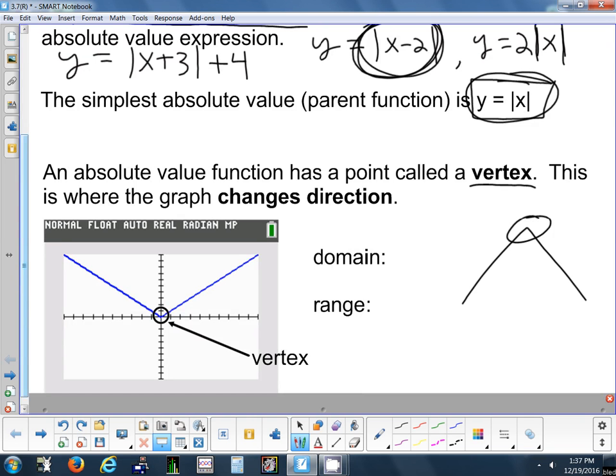I don't think we're going to get into too many that are flipped upside down. We are going to do some things with this V shape, okay? But we're not going to flip it upside down, I don't think.